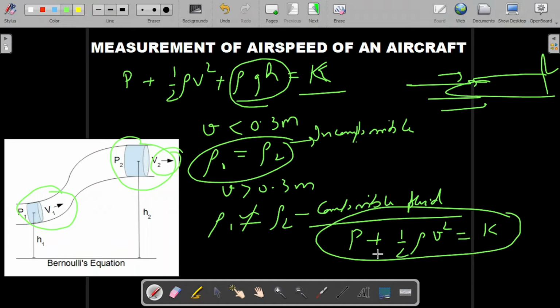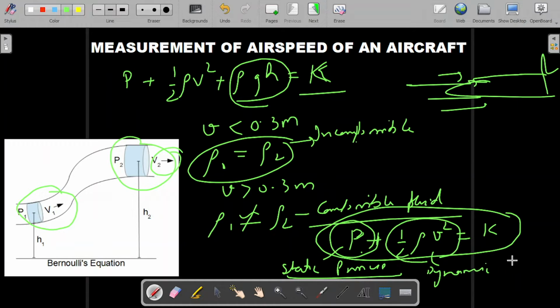When we discuss this equation again, this pressure, denoted by P, is the static pressure, the pressure which is around the aircraft. This is the dynamic pressure, because of the kinetic energy. When the aircraft is moving in the forward direction, there is a velocity because of which this dynamic pressure is there, and the summation of both of them is constant, which is known as total energy. In any case, the total energy will remain constant. This is the summation of the static pressure and the dynamic pressure.